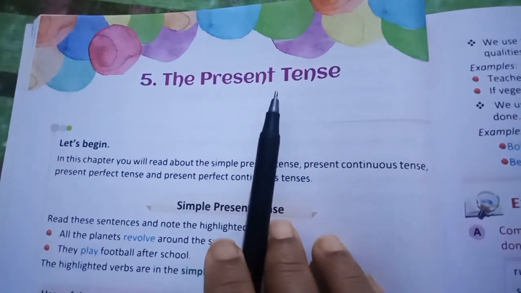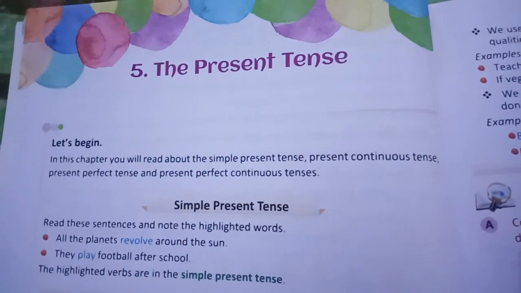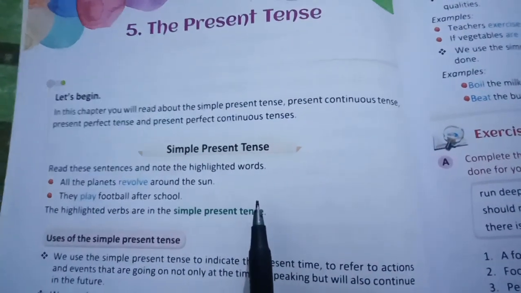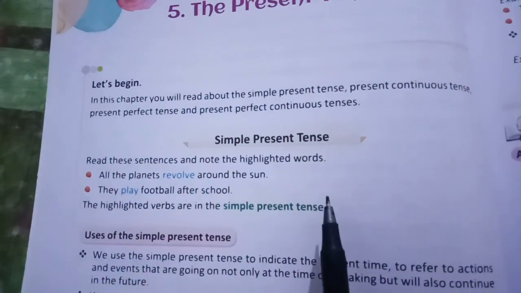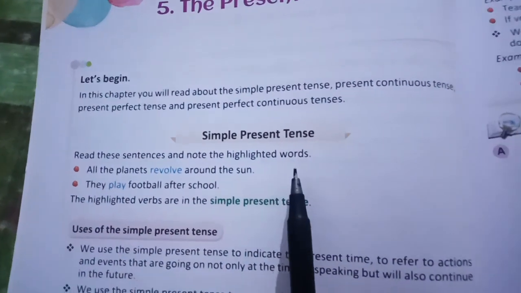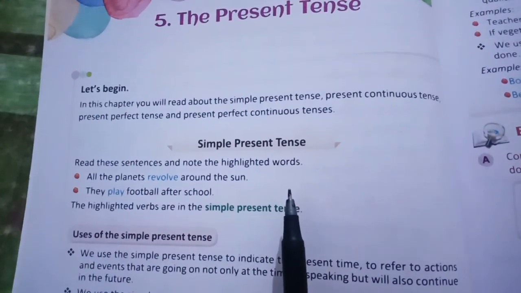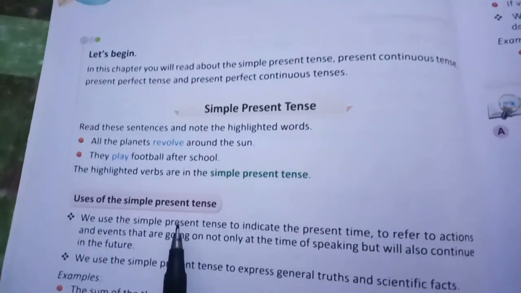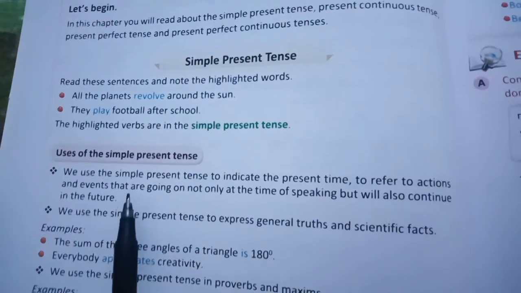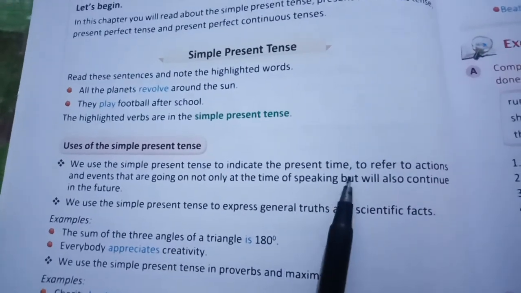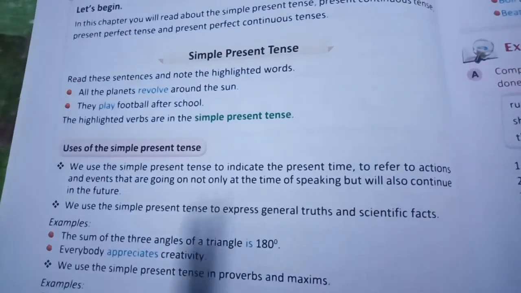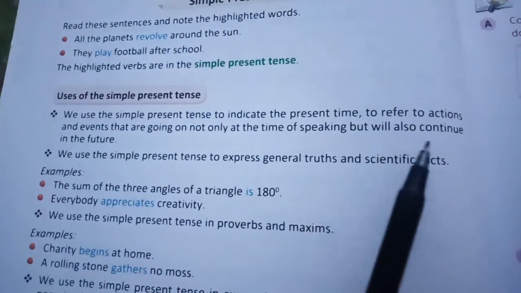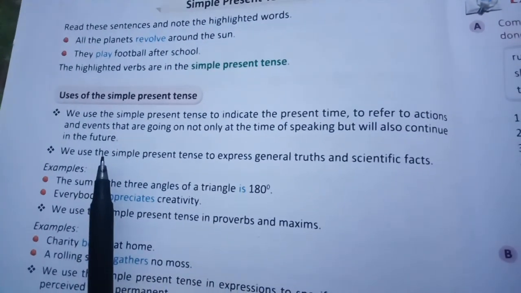In the present tense, we have four subtenses: simple present tense, present continuous tense, present perfect tense, and present perfect continuous. In this video, we will discuss simple present tense and present continuous tense. First, we will see the use of simple present tense. The first use is to indicate the present time, to refer to actions and events that are going on not only at the time of speaking but will also continue in the future.